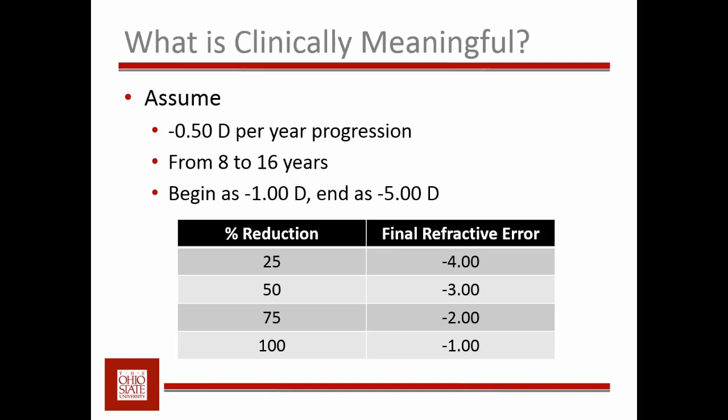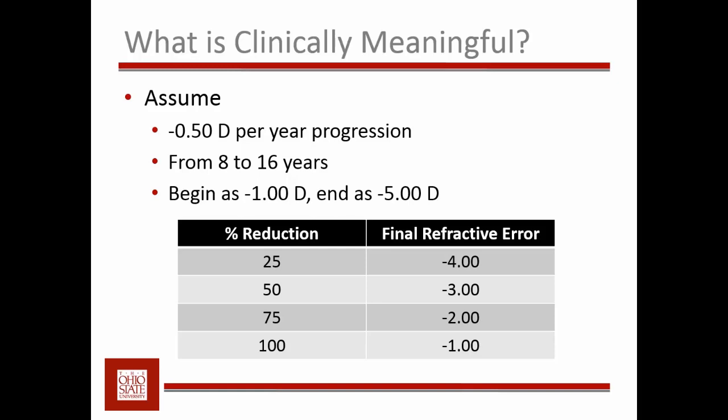If a person begins as a -1 myope the first time we detect it at age 8, and they progress at a half diopter per year until age 16, that person would end up as a 5 diopter myope. So with those assumptions in place, if we have a treatment that reduces myopia progression by 25%, a patient would end up as a -4 myope. If we have a 50% reduction in myopia progression, the patient ends up as a 3 diopter myope. And if we're able to completely stop it, obviously that patient remains a 1 diopter myope throughout the myopia progression period.